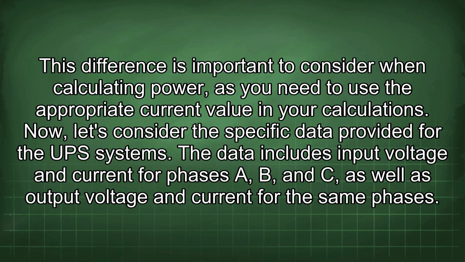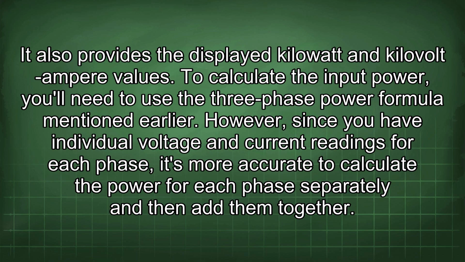This difference is important to consider when calculating power, as you need to use the appropriate current value in your calculations. Now, let's consider the specific data provided for the UPS systems. The data includes input voltage and current for phases A, B, and C, as well as output voltage and current for the same phases. It also provides the displayed kilowatt and kilovolt ampere values.